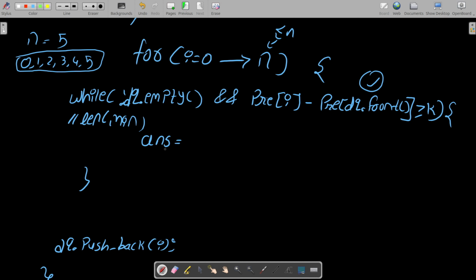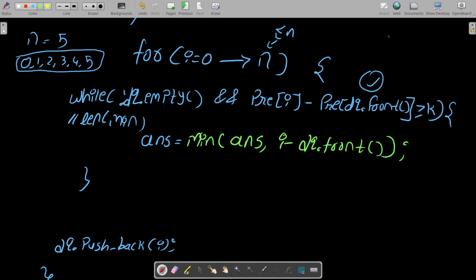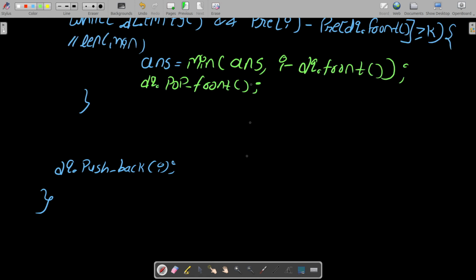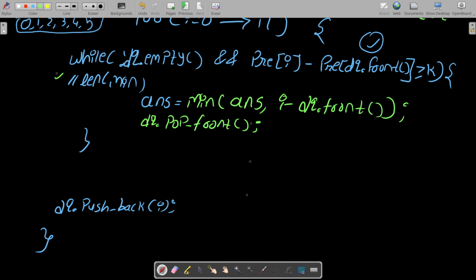And this is the main part. So I will write this like min answer, answer minus i minus dq dot front. Remember we got the answer as 4 minus 0, then we get our answer by 4 minus second index, then 2 and 4, and we are popping and shrinking our window. So dq dot pop from front. So we are shrinking the window and it has been done.